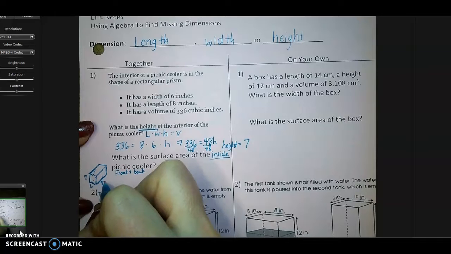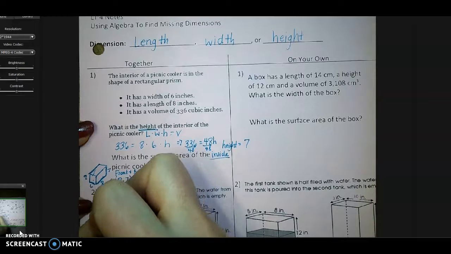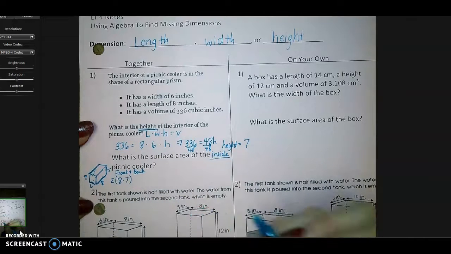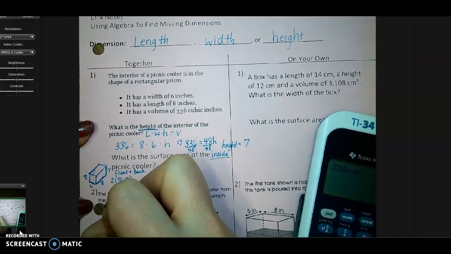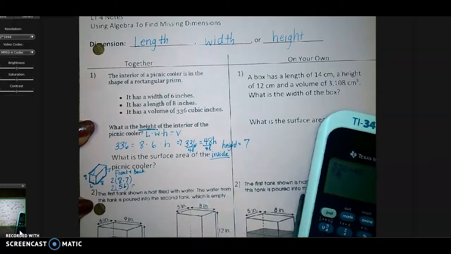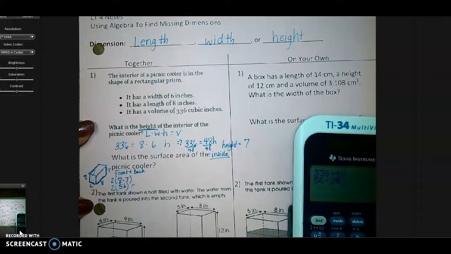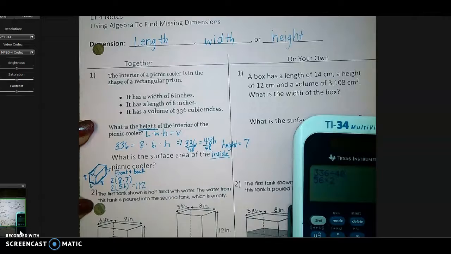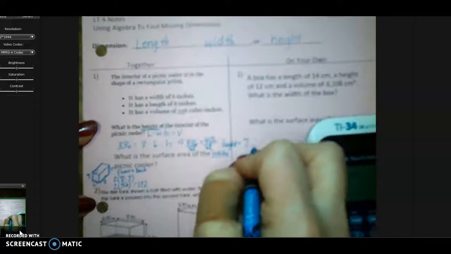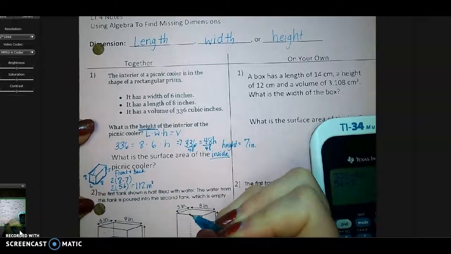So this is going to be 8 by 7. Remember the height was 7. So 8 times 7, and I can multiply that times 2. That's going to give me the front and the back. So that would be 56 times 2, which is 112. So that is our front and our back. And this is in inches. So this was 7 inches here. So this is inches squared because we're talking about area.